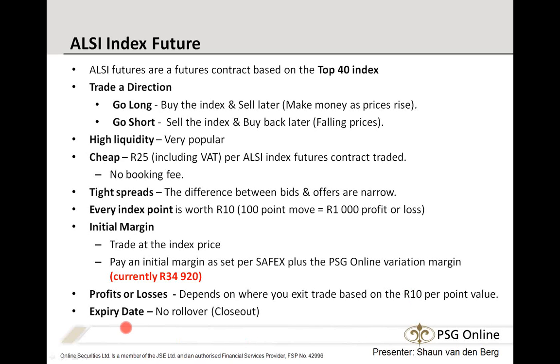One thing about ALSI futures, the index futures, is that they expire and do not roll over, so there's a closeout. You have to physically open a new contract. So in December, they'll automatically close out, and then you'll have to open up the March contract.